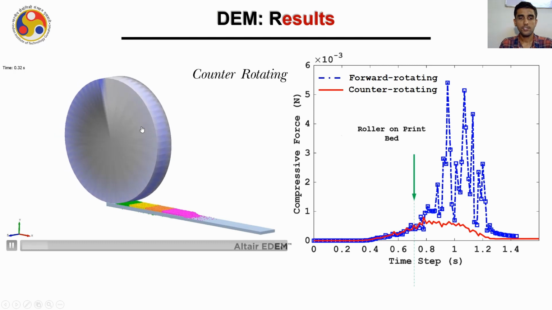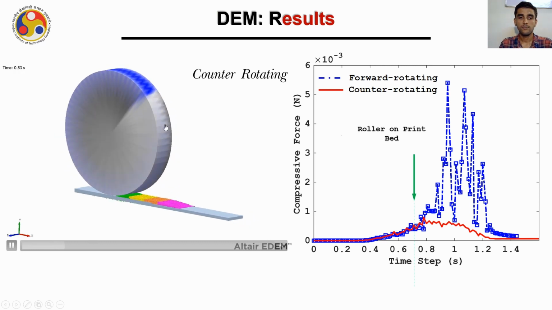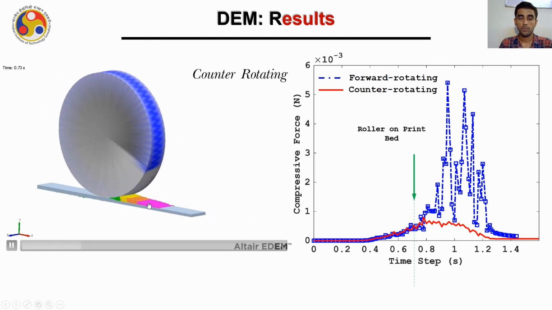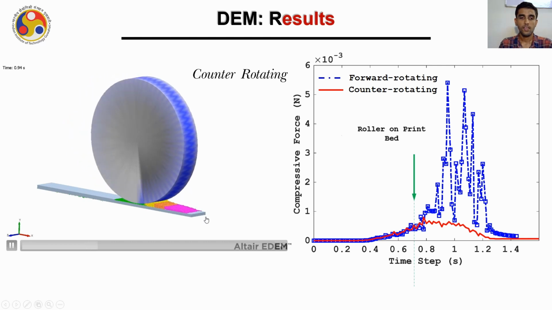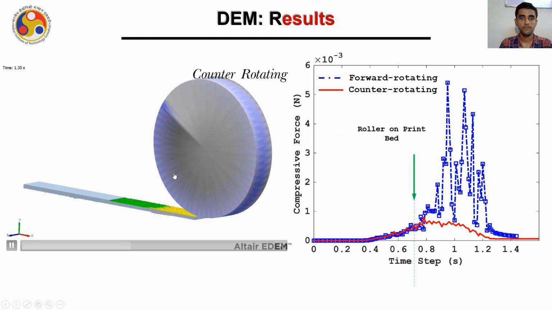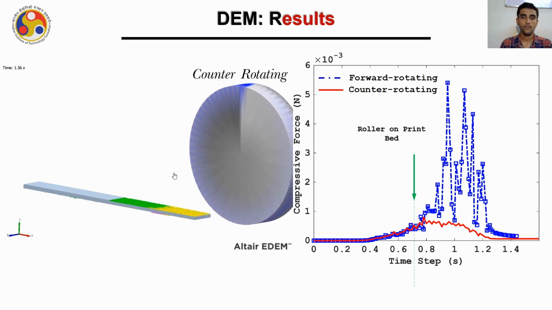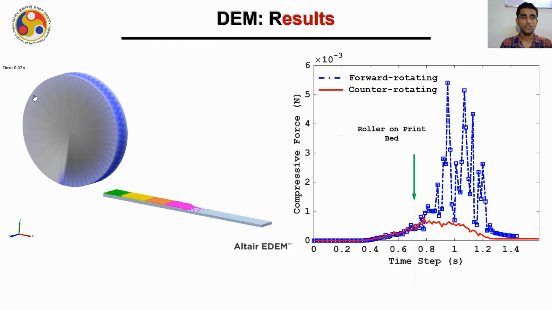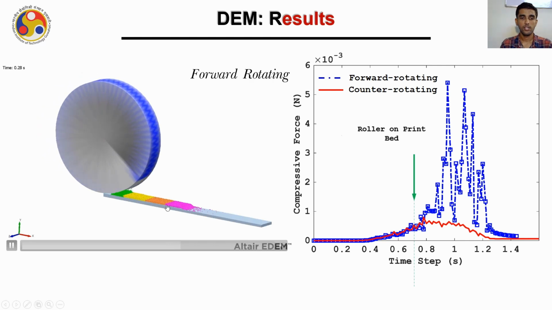So in this animation, you can see that this is the counter rotating roller. It takes the powder from the reservoir, spreads it onto the print bed. And followed by this, you will see the case of the forward rotating roller. So now this is the case for the forward rotating roller.